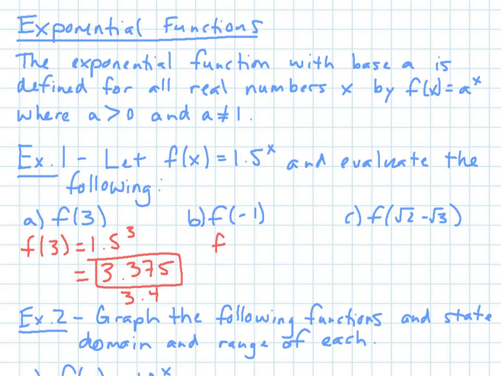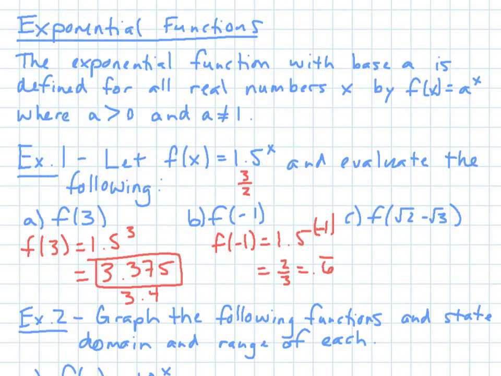Here, if I want to do f of negative 1, that's almost like, remember, flipping your fraction. So 1.5 is like saying 3 halves. If I do it to the negative first power, the negative first power always flips that fraction. So that'll give me 2/3. Your calculator will say 0.6 repeating. Okay, so you could use that as well.